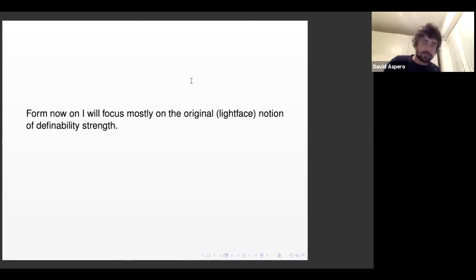Okay, but from now on, I will focus mostly on the original definition of the notion, without parameters, of definability strength.